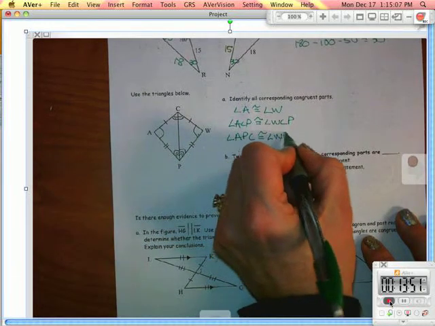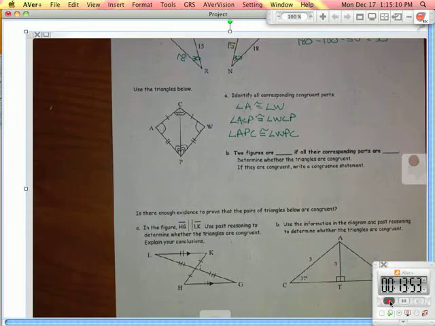Now, okay, we did the angles, let's do the sides. Ready? All right, this is easy. So here we can see that AC, it's already marked for us, is congruent to CW.